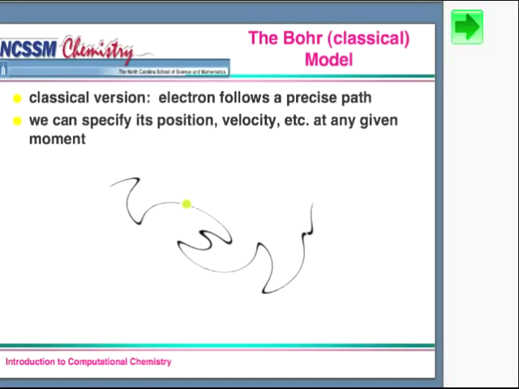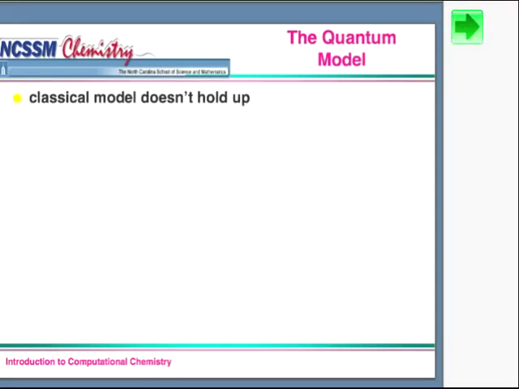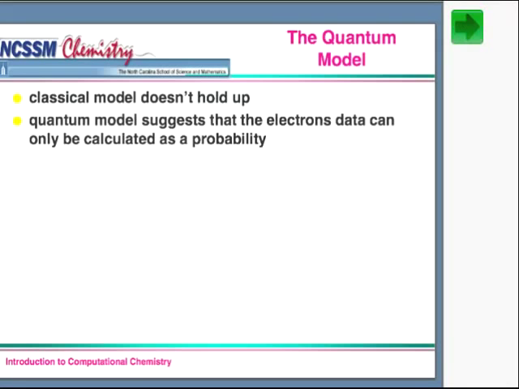That squiggly line there represents a precise path, and the little yellow dot there represents the electron. And so the electron has to stay on that path, and at any given time I can tell you where that electron might be. Okay. The quantum model, on the other hand, as I've said before, the classical model does not hold up. And the quantum model suggests that the electron's data can only be calculated as a probability. So I take that same path I just showed you a moment ago, and instead of a very precise line, you have now what's called an electron cloud.